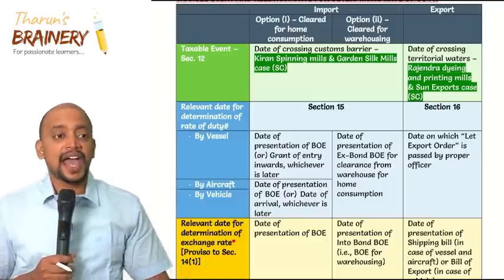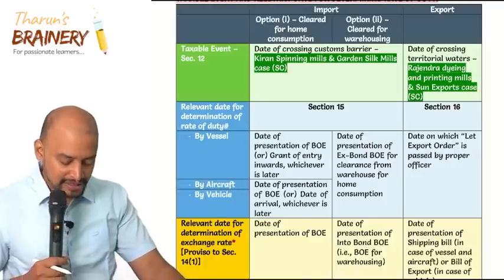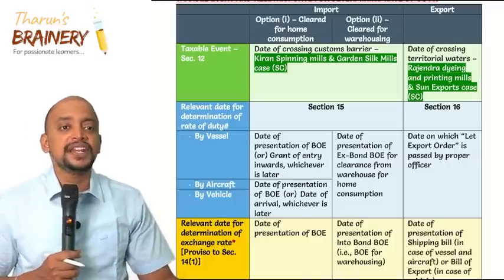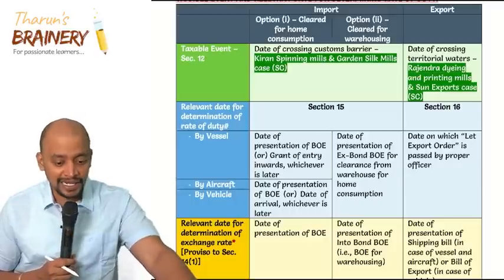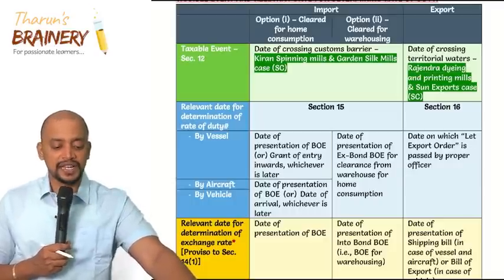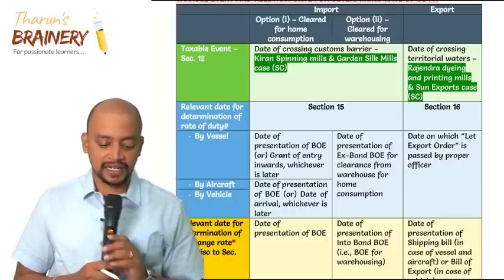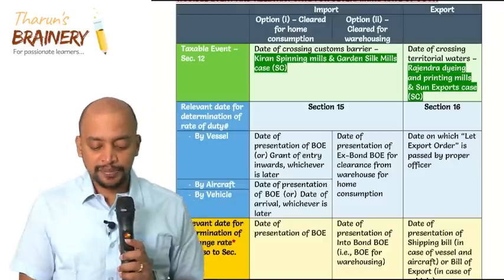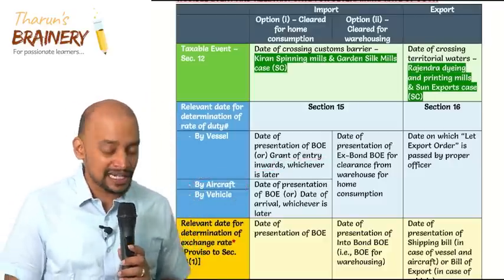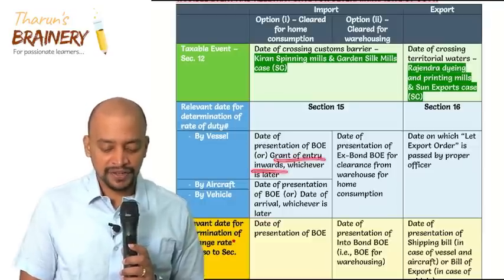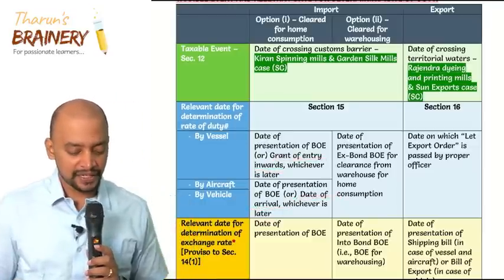Then in case of aircraft and vehicle, instead of grant of entry inwards, we replace it with arrival. Date of presentation of bill of entry or arrival of the vehicle or aircraft, whichever is later. Because I told you the concept of grant of entry inwards is not applicable in case of aircraft and vehicle. So therefore, instead of grant of entry inwards, here we replace it with date of arrival.